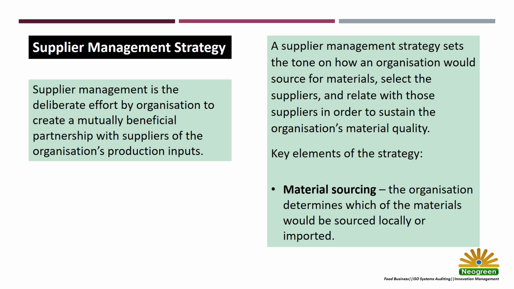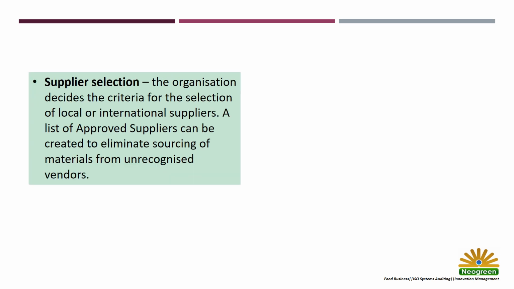Key elements of the strategy. Material sourcing. The organization determines which of the materials would be sourced locally or imported. Supplier selection. The organization decides the criteria for the selection of local or international suppliers. A list of approved suppliers can be created to eliminate sourcing of materials from unrecognized vendors.